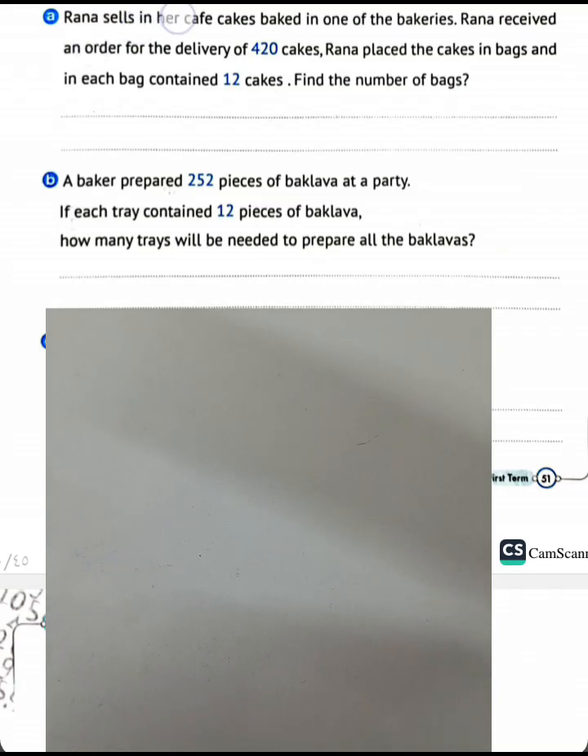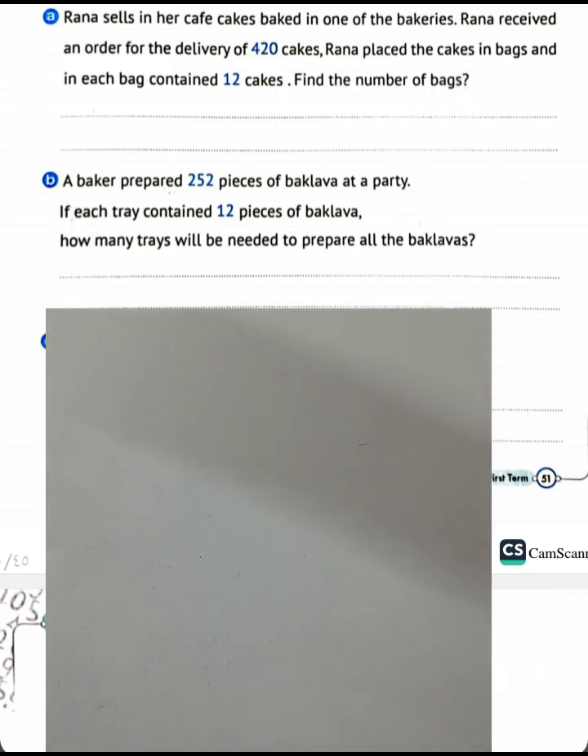Rana sells coffee cakes baked in one of the bakeries. Rana received an order for the delivery of 420 cakes. Rana placed the cakes in bags, and each bag contained 12 cakes. Find the number of bags.